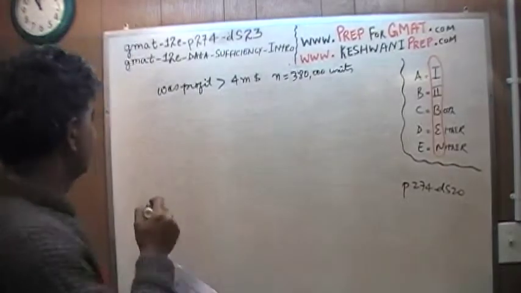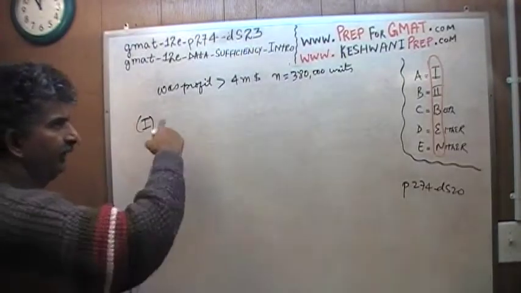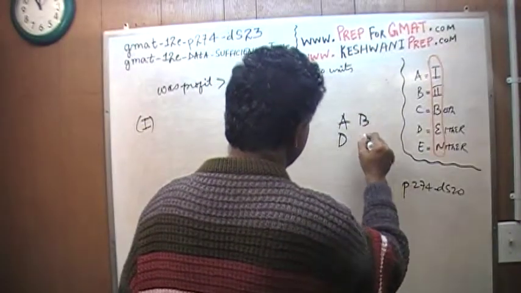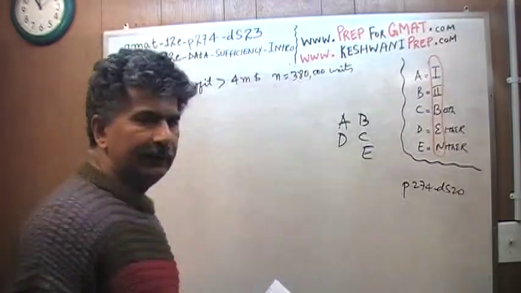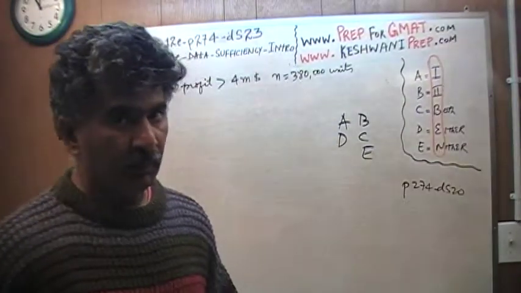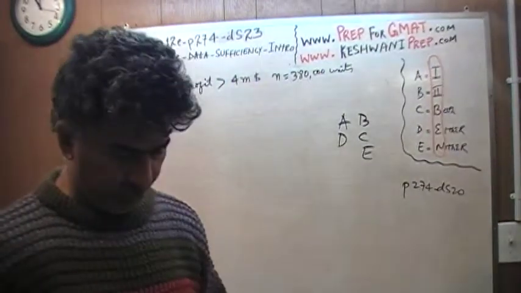Let's see what the first statement tells us. Before we actually do any work, since this is a data sufficiency problem, let's put it here: A, D, B, C, E. And again, if you do not know what I'm doing here, go back and watch the introduction. You will know what I'm talking about.